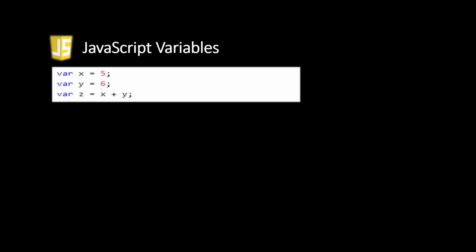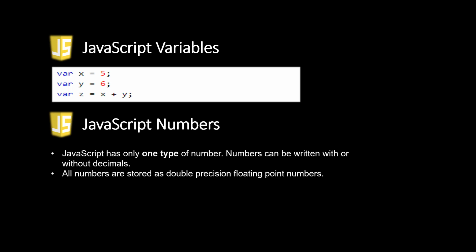JavaScript variables. Here you can see, var x = 5, var y = 6, and var z = x + y. JavaScript numbers. JavaScript has only one type of number. Numbers can be written with or without decimals. All numbers are stored as double precision floating point numbers.